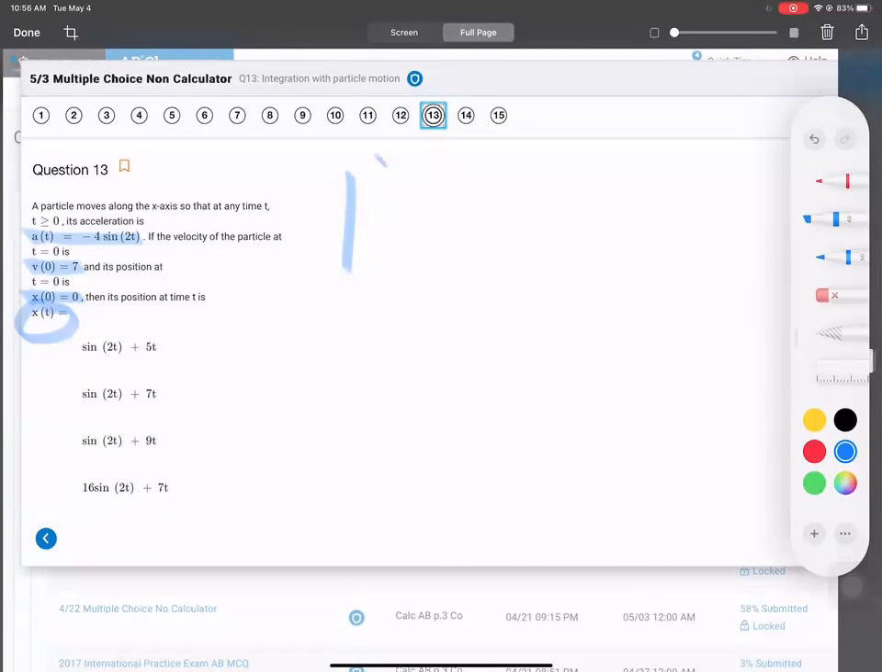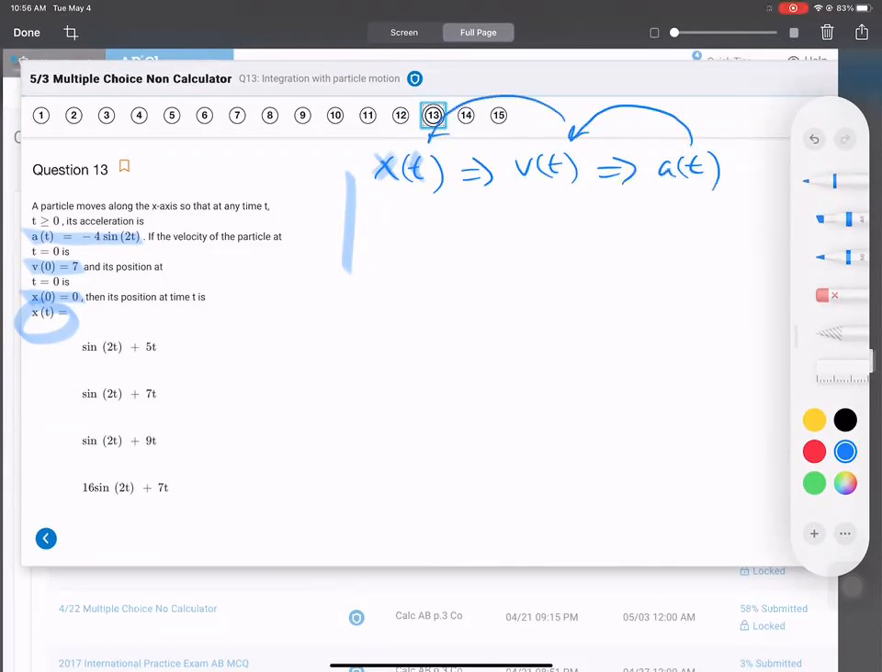Just a reminder, if we have x of t, that's my position. We take the derivative of this, we end up with velocity. We take the derivative of this, we end up with acceleration. So to go backwards, we're going to take the integral and then the integral. Let's take the integral of -4 sine of 2t dt.